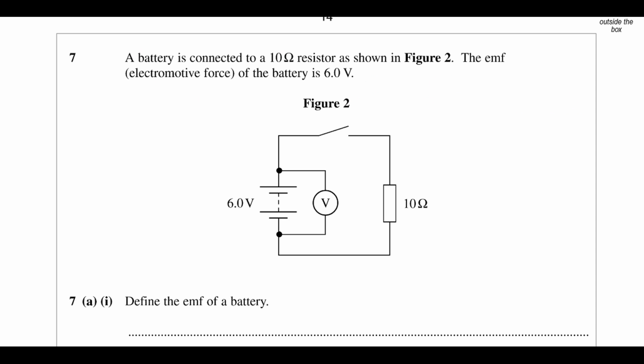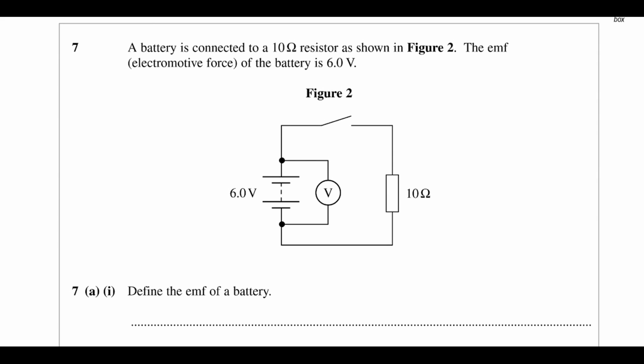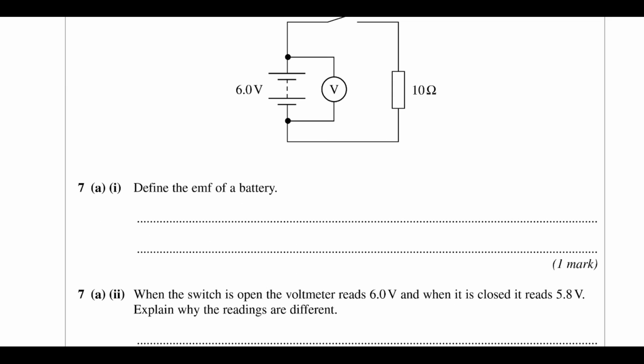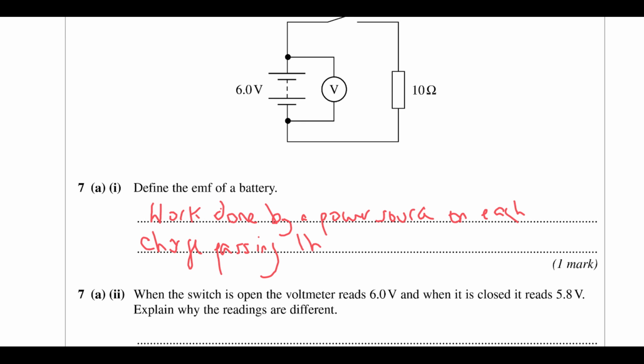All right, so let's look at the final question. We've got a 10 ohm resistor connected to a 6 volt power supply, and the EMF is 6 volts. This looks very much like the internal resistance experiment. So I'm going to define the EMF. EMF is the work done by a power source on each charge passing through. Or as you often see it, work done per unit charge by the power source.